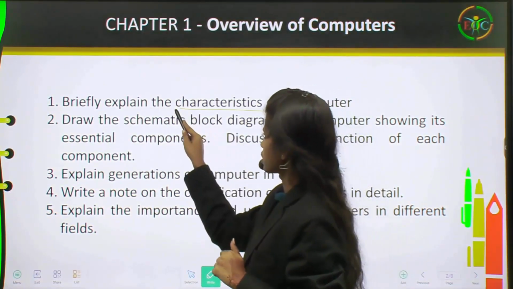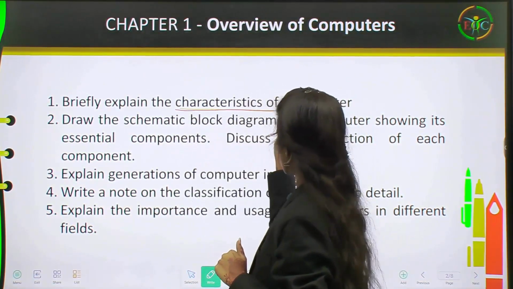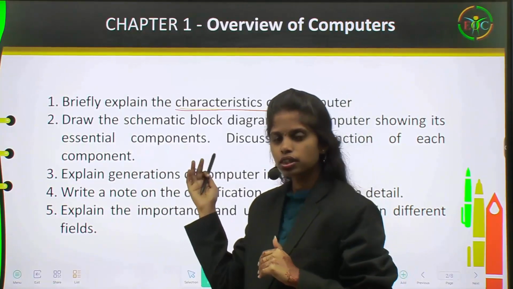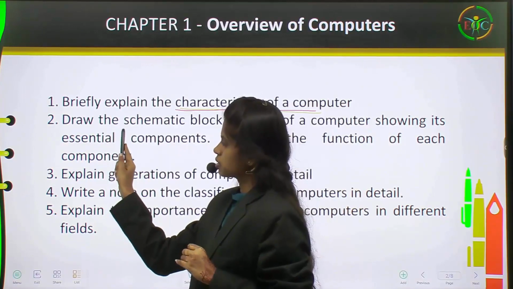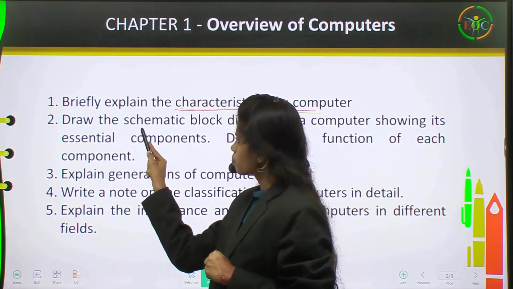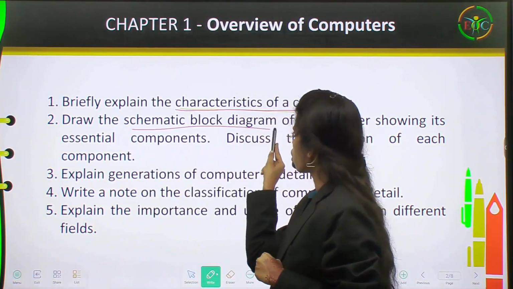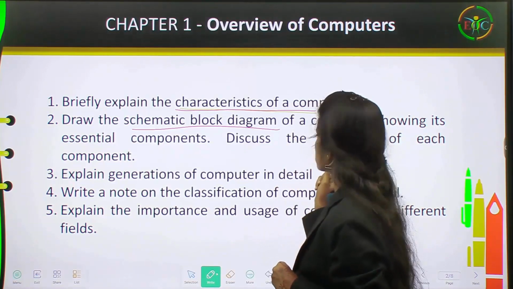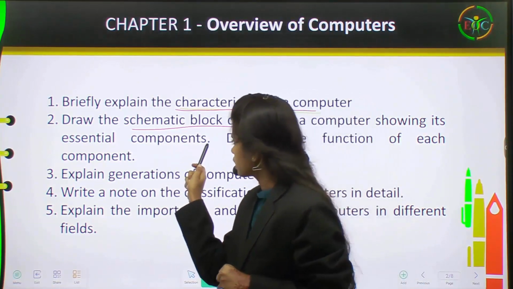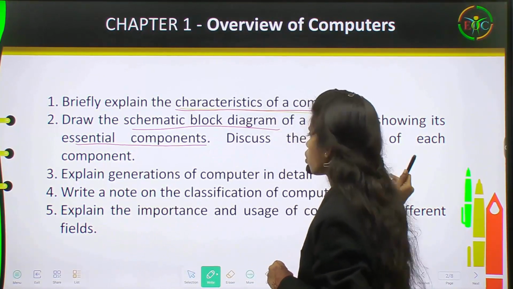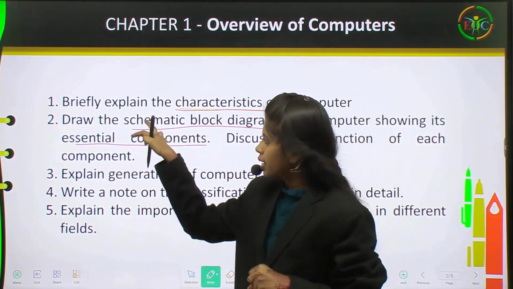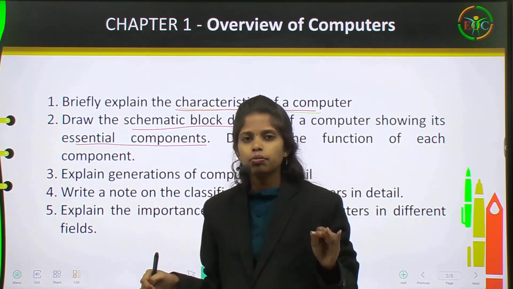This is important. You should know the characteristics of a computer, and you should explain them in brief. The second question says: draw the schematic block diagram of a computer showing its essential components. Discuss the function of each component. In this second question, there are three parts.